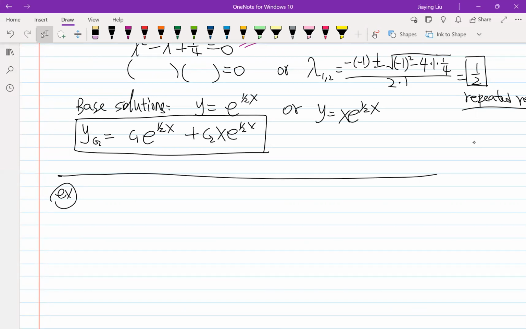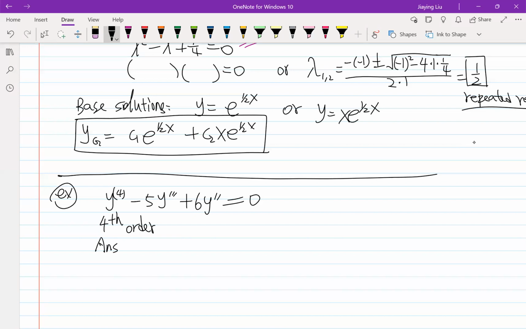All right, so the next example is the fourth derivative of y, minus 5y triple prime plus 6y double prime equals 0. It's a higher order, it's not a second order, it's a fourth order. It's still linear, constant coefficient, homogeneous. So we can use the same solution ansatz.